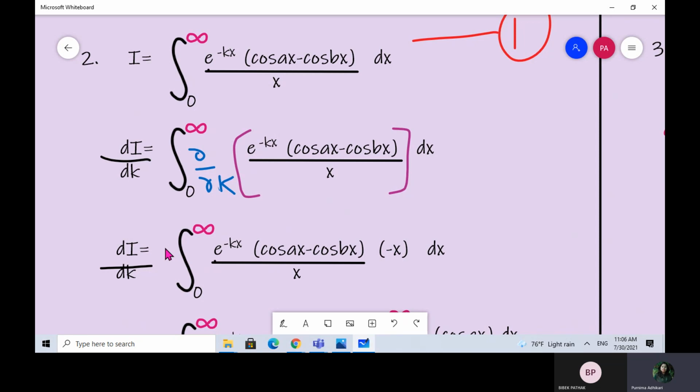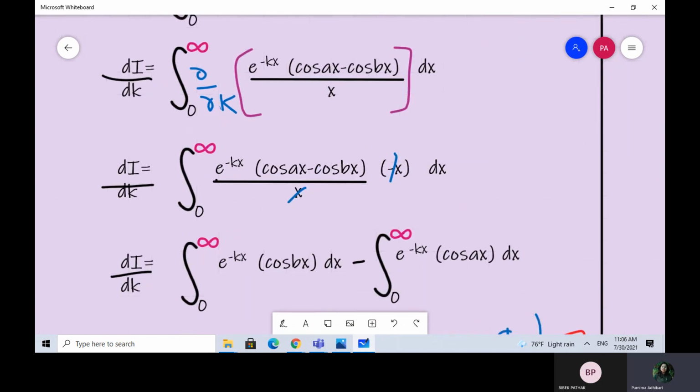Now x has cancelled, so the integration is easy. I will not do this integration, we have just done this integration. It is the same integration, and the limits of integration are also the same, so you can apply the limits of integration. Just tell me, after solving these two integrations and applying the limits of integration, you will get one function.